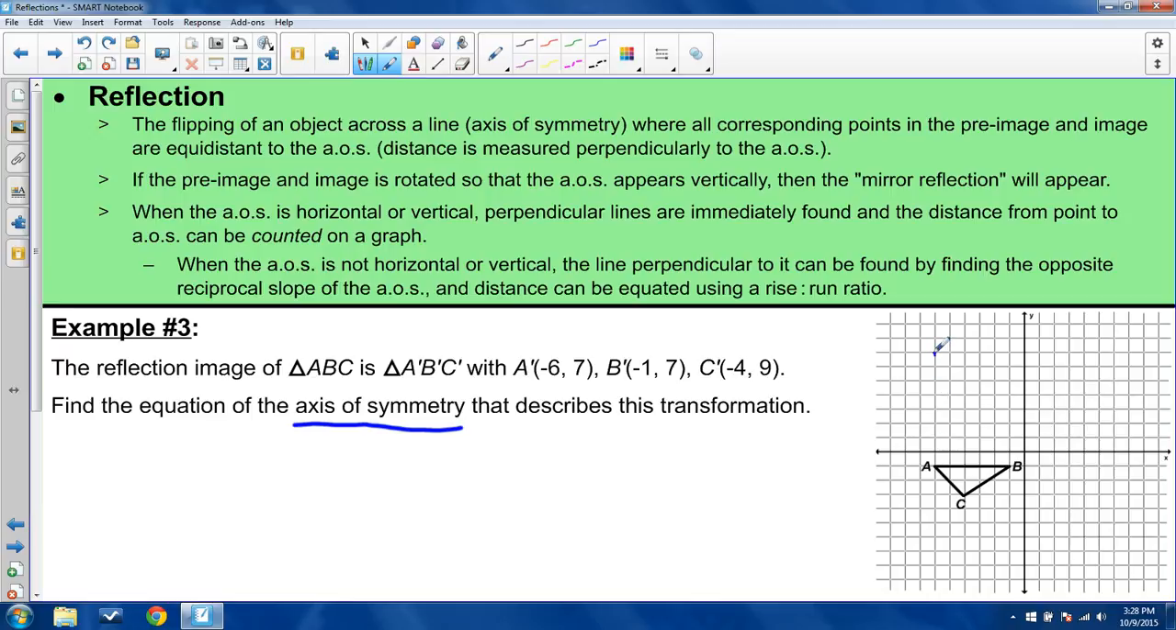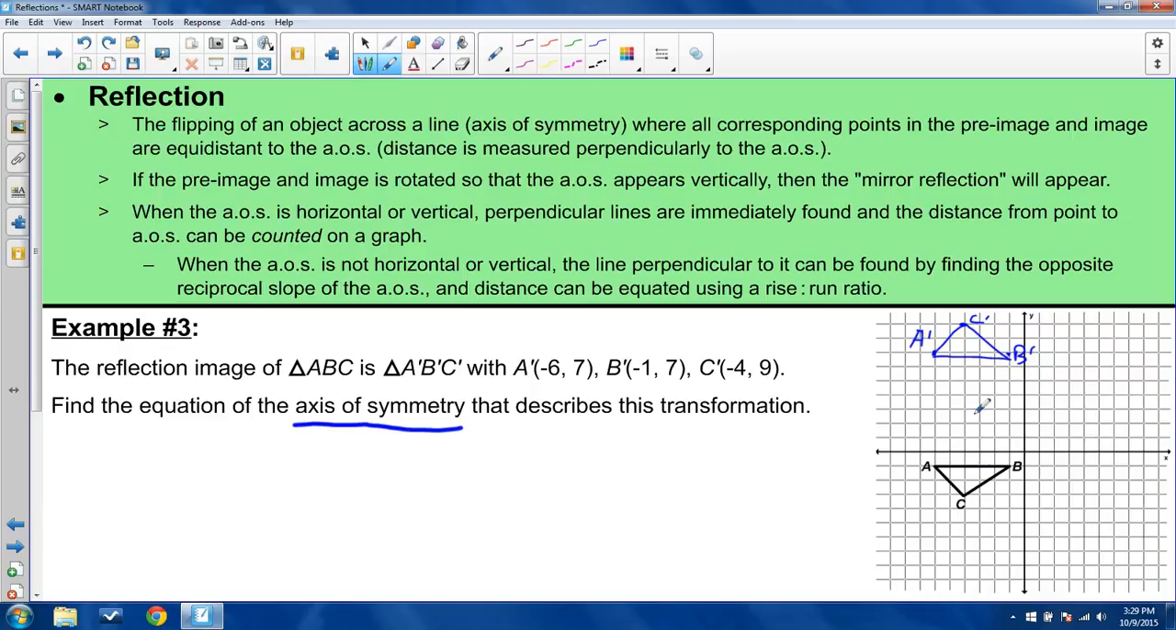And this one, they're telling us it's a reflection, so I think you can sort of start to see what's going to happen with it. B prime is at -1, 7. It's right here. And C prime is at -4, 9. 7, 8, 9. So it's up here. So if I connected these, I have the image of the transformation of a reflection from this pre-image.